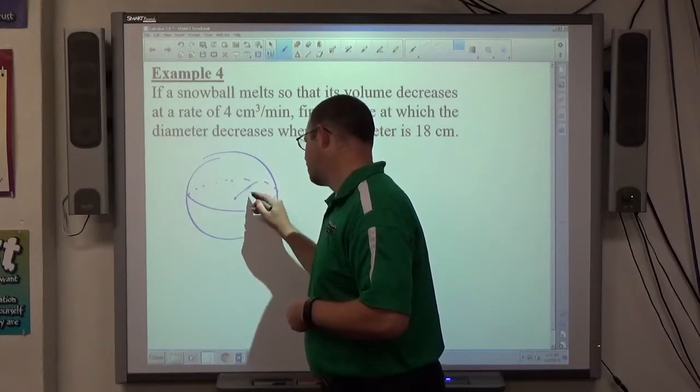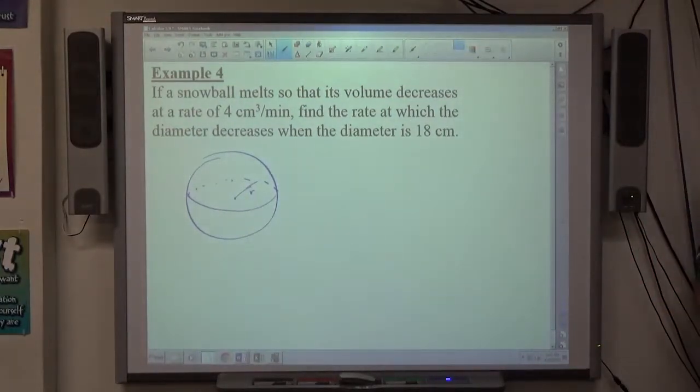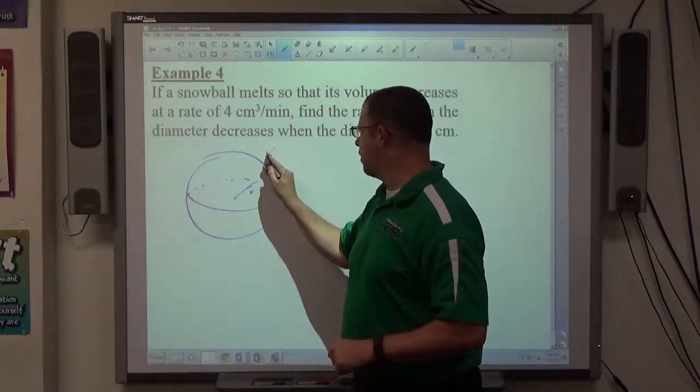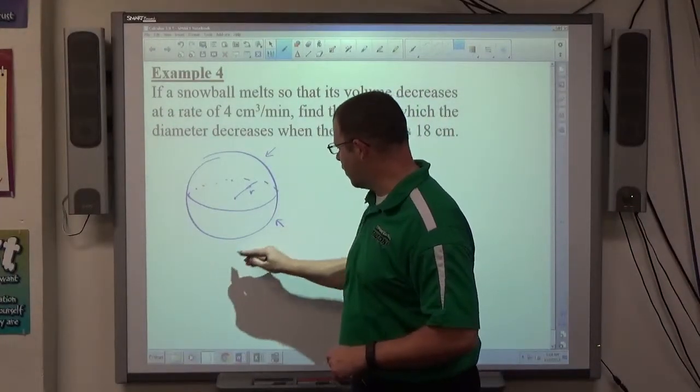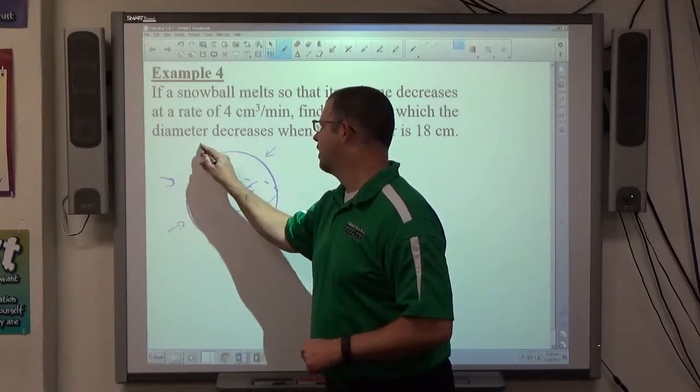Step 1 of the process is to draw a picture, right? So I'm going to draw a picture of our object. We have a snowball. The volume's decreasing, right? That implies to me the radius is also decreasing, as would the diameter. So I know this snowball is decreasing. I'm going to draw arrows to demonstrate the decreasing volume of the snowball.